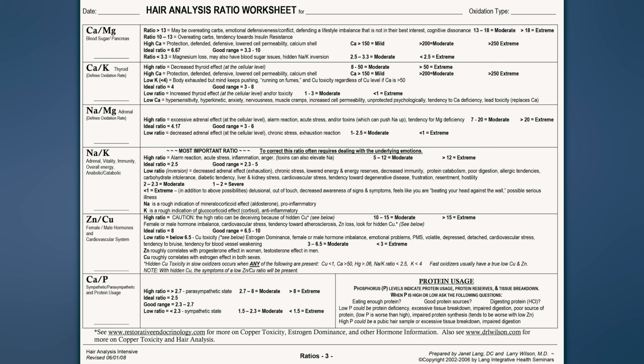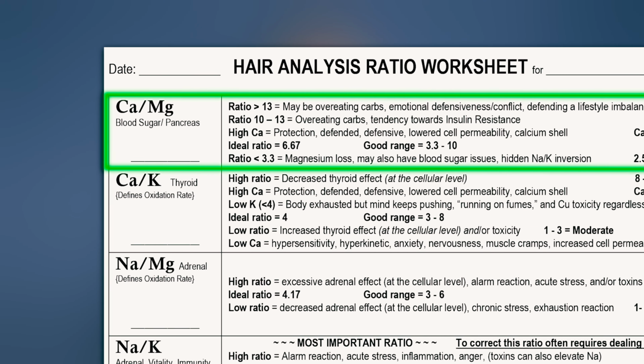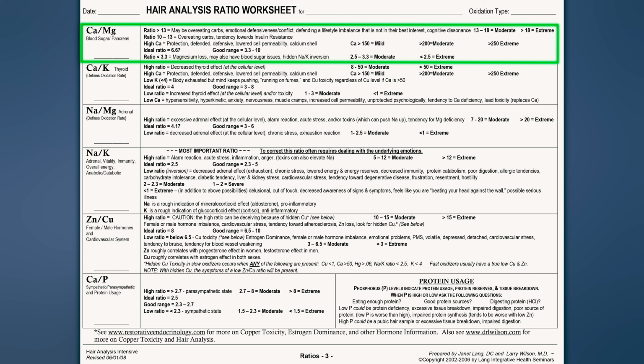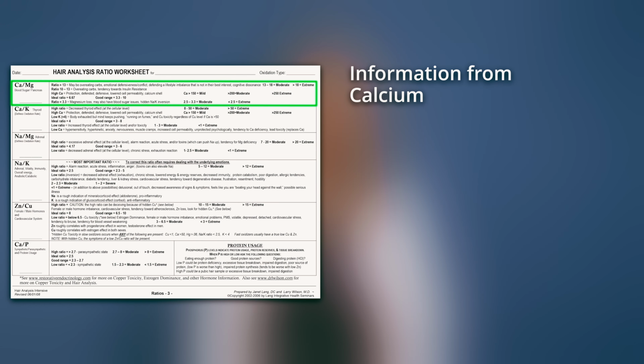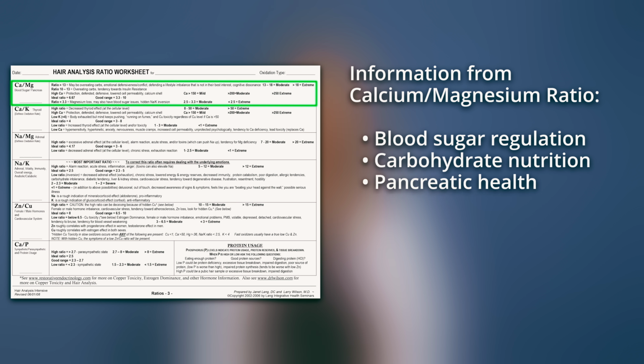The first ratio on the hair analysis ratio worksheet is the calcium to magnesium ratio. What this ratio gives us information about is blood sugar regulation, whether one is overeating carbohydrates, how well you're digesting your carbohydrates, how your pancreas is doing, if you're having issues with insulin resistance.